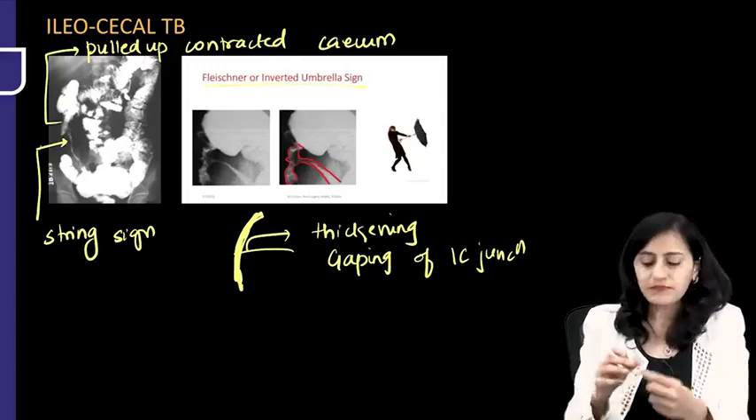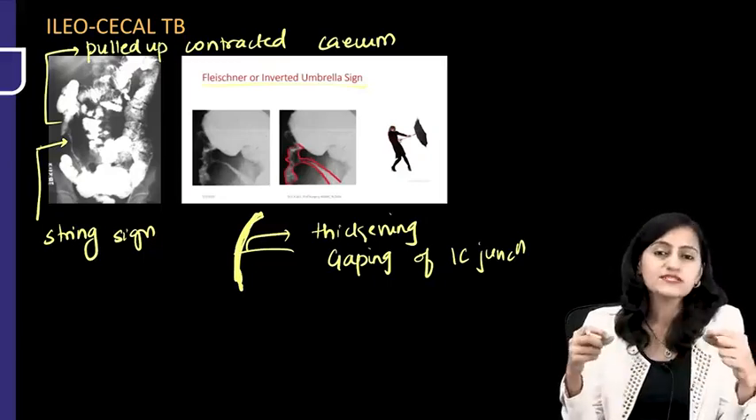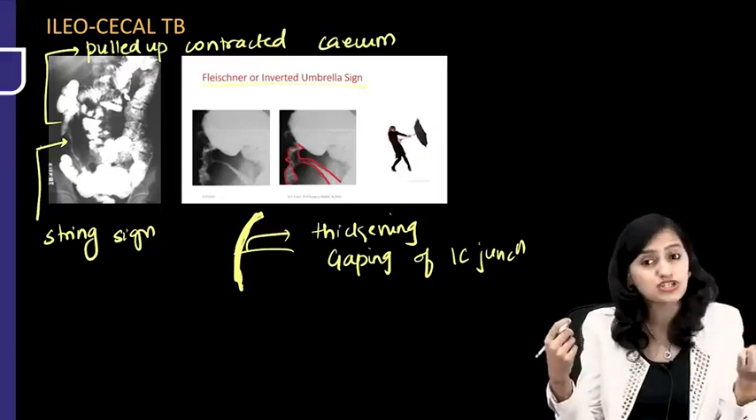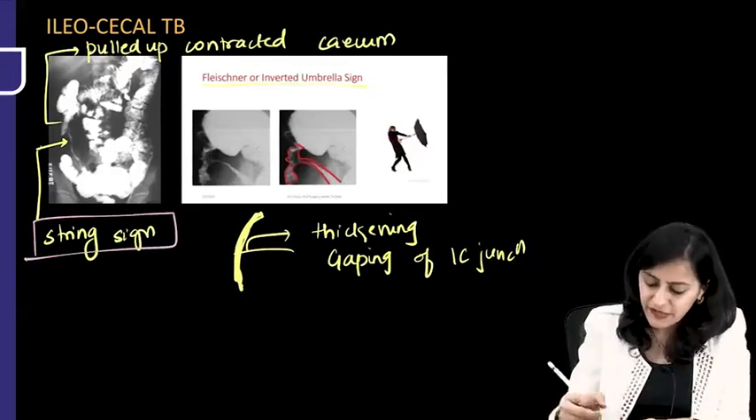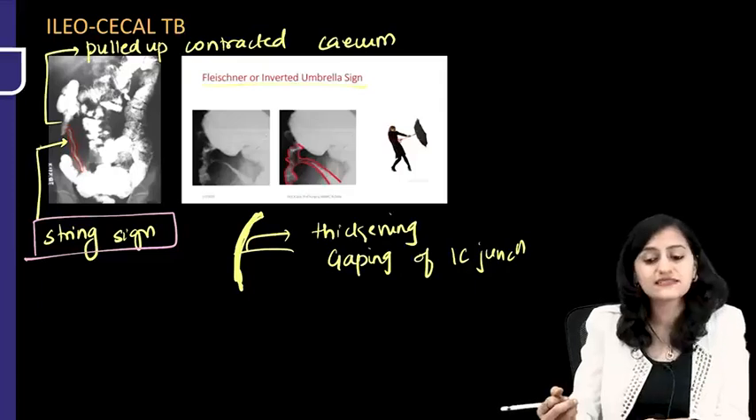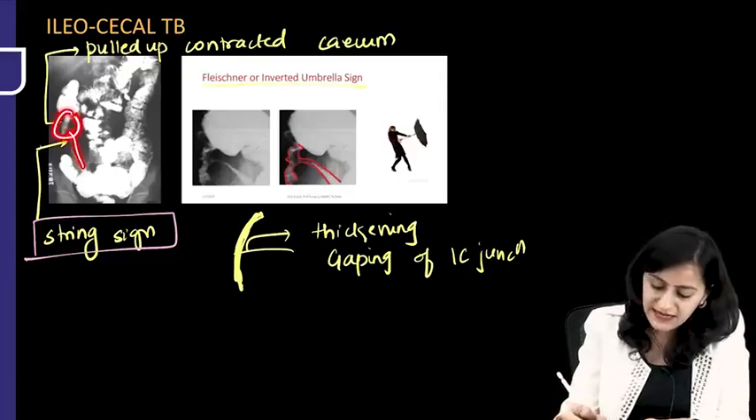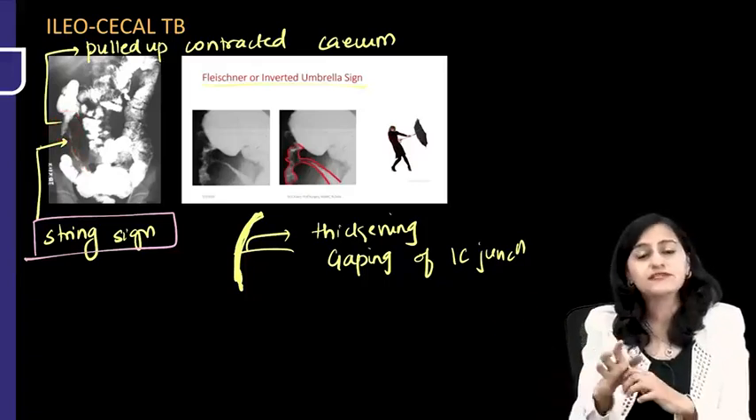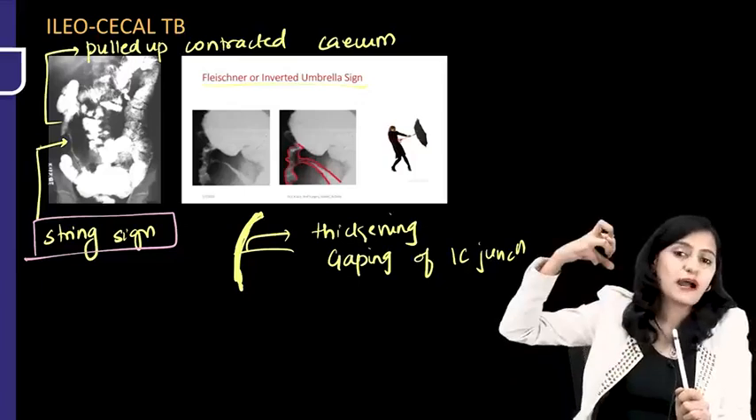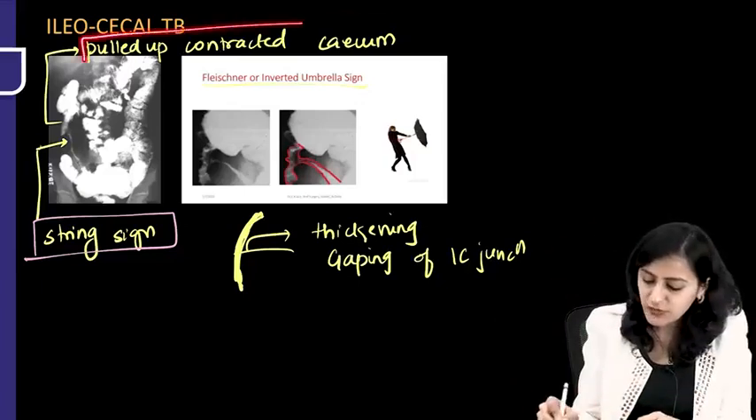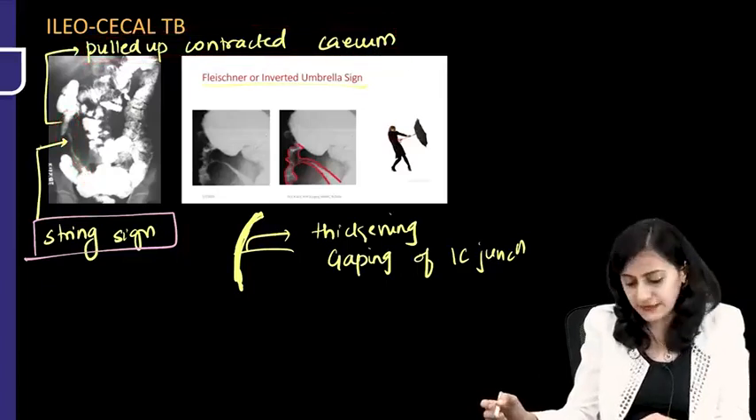Ileocecal TB, where TB everywhere causes fibrosis. Fibrosis means narrowing. So what do we get? Narrowing is the stricture, that is the string sign. So first is the string sign, where you see this narrowing in the terminal ileum. That's the most common site for GI TB. And it also involves the cecum. So cecum also gets fibrosed, so it is contracted and pulled up because of fibrosis. So we get the pulled up contracted cecum with the string sign.